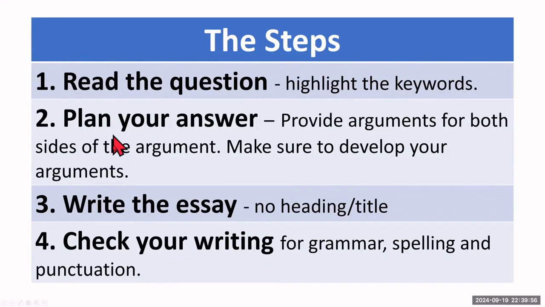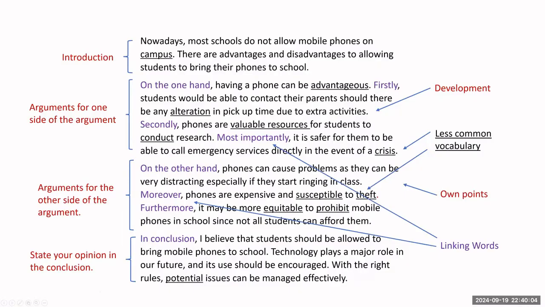So I've done step 1, 2, and 3. We're going to check the writing. For more than these things, we're also going to check if we have fulfilled the examiner's requirements. So now let's look at the structure. I have introduction. I have arguments for one side of the argument and then arguments for the other side of the argument. Finally, I have a conclusion in which I state my opinion.